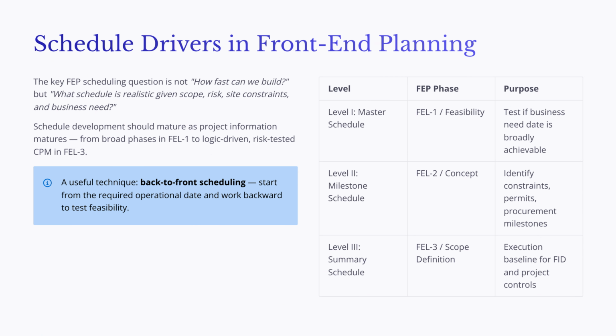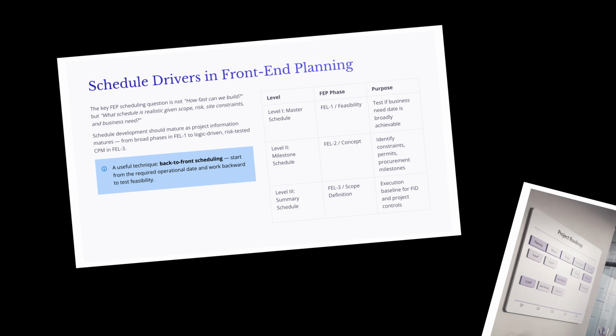One useful technique is back-to-front scheduling. The team starts with the required operational date and works backward through commissioning, construction, procurement, design, permitting, and approvals. This helps determine whether the desired completion date is realistic or whether the execution strategy must change.